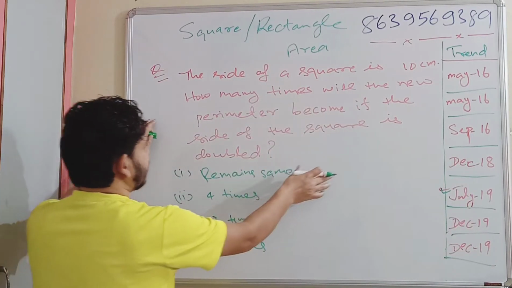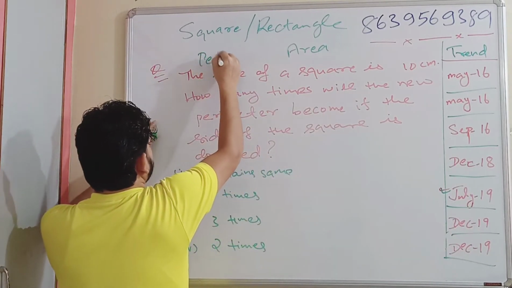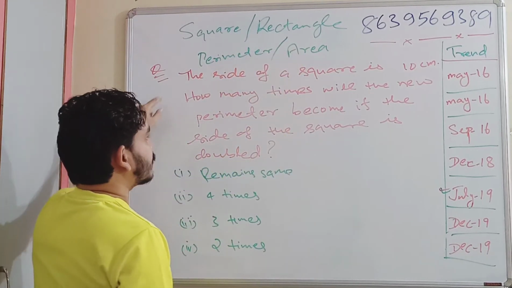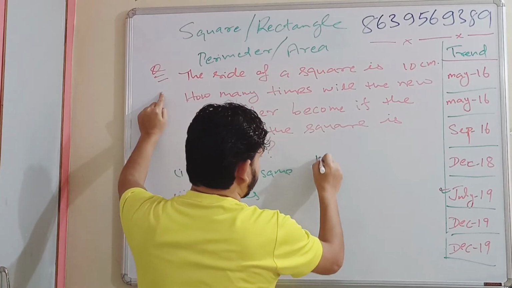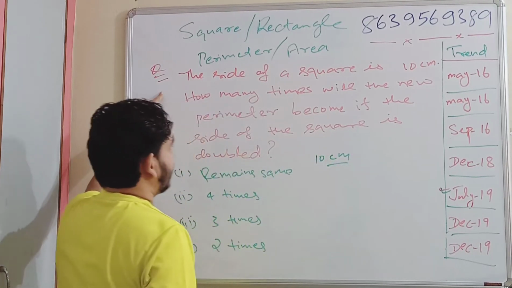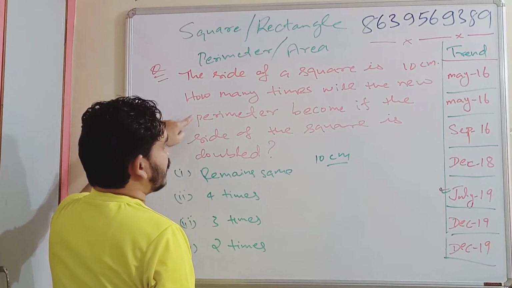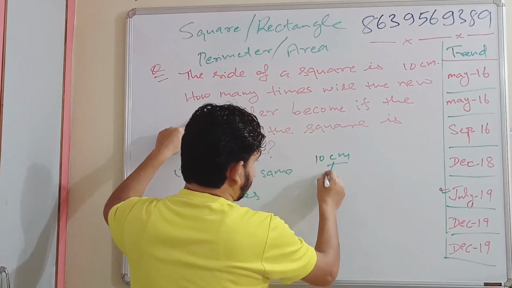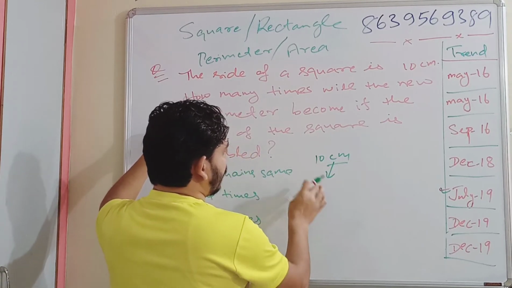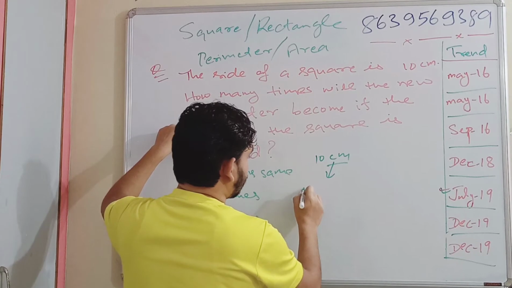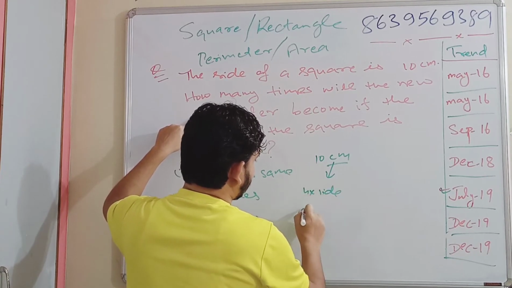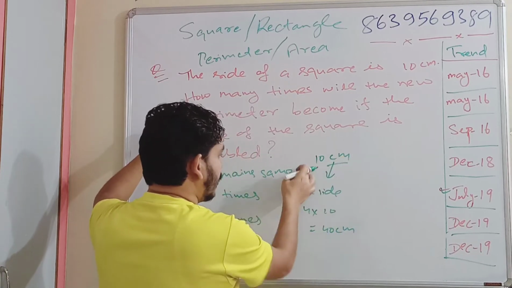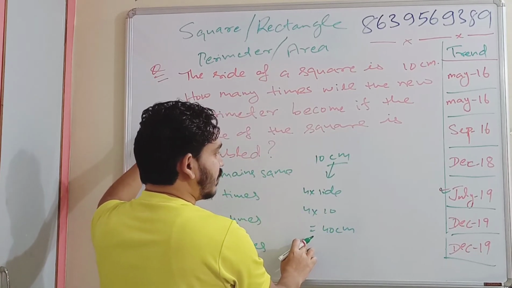Let's see. This question is based on perimeter. So let's take the side of a square is 10 centimeter. One square is there, its side is 10 centimeter. How many times will the new perimeter become if the side of the square is doubled? So initially the side of the square is 10 centimeter. Now the perimeter of a square will be nothing but 4 into side. So this will become 4 into 10, 40 centimeter. Initially the side is 10 centimeter, with respect to that, the perimeter will be 40 centimeter.